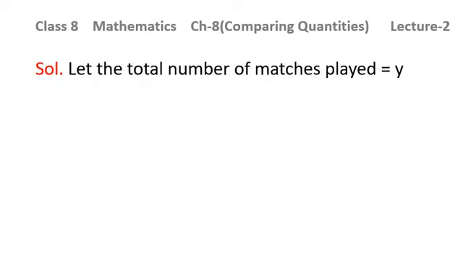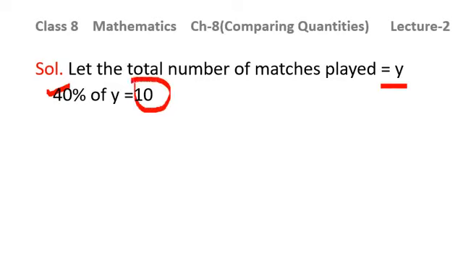So let us see how we will solve it. Let the total number of matches they played be equal to y. We have taken the total matches they played as y. Then 40% of y is equal to 10, as this was their winning percentage, and 10 is the total number of matches they won.